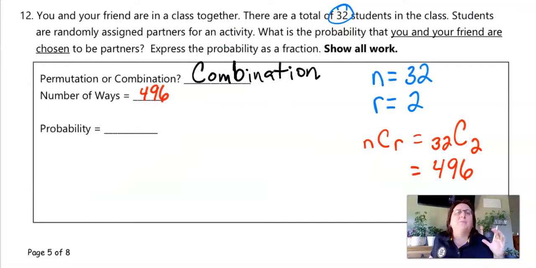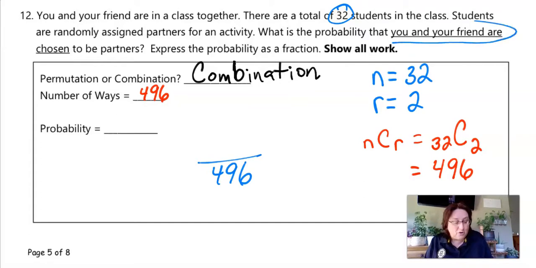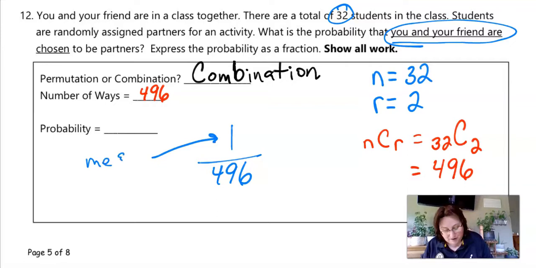Now when we talk about the probability, our total number of ways is 496. So we're saying out of 496 different ways, what is the probability that you and your friend are chosen? Remember, there's 2 people chosen at once. So there's only one way that me and my friend can be chosen. Okay, I'm going to say that again. This right here is me and my friend.